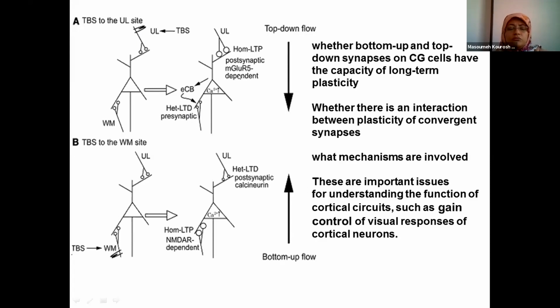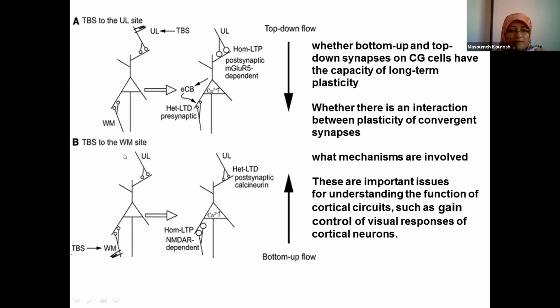Then we searched for their mechanisms. This homo-LTP from the upper layer was NMDA receptor dependent and was postsynaptic. It was due to a postsynaptic mechanism. And this hetero-LTD was presynaptic and dependent on endocannabinoids from induction of homo-LTP in other cells.